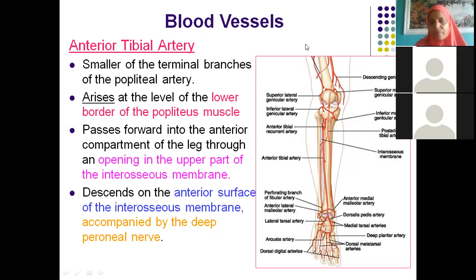Front of the thigh. Big blood vessel, what we saw. Band structures in the femoral triangle. Front of the thigh. Which artery, beta? Femoral. Femoral artery. Okay.